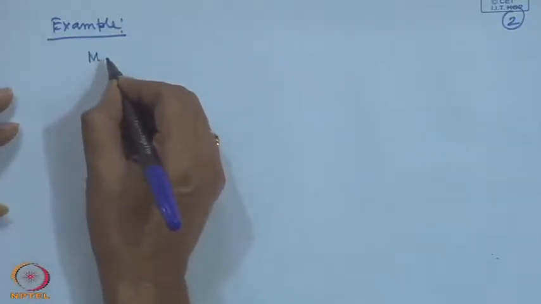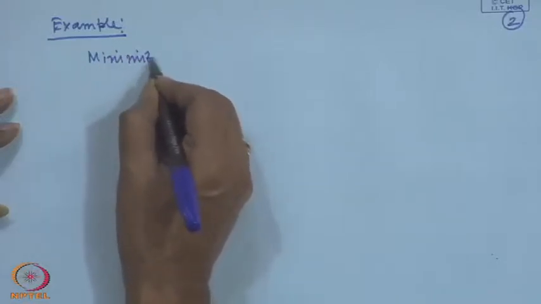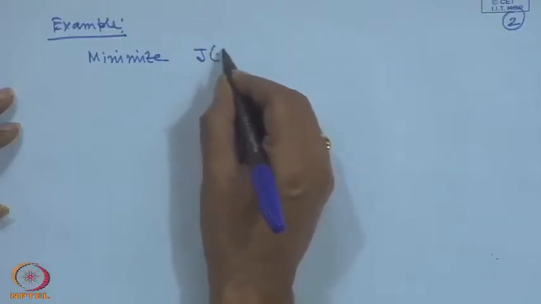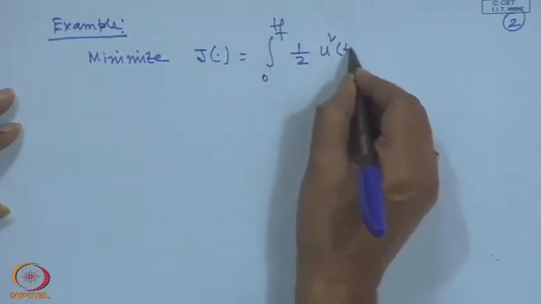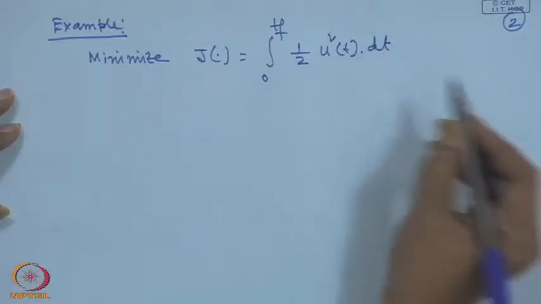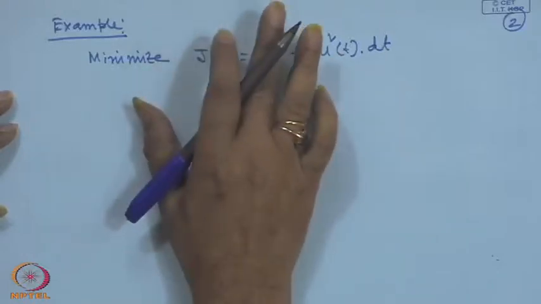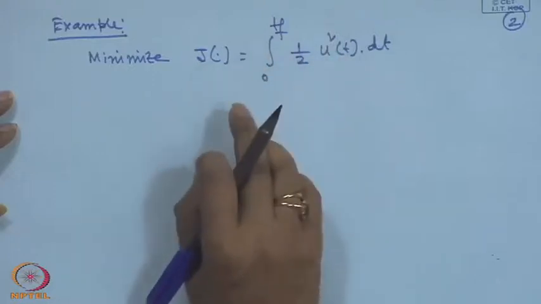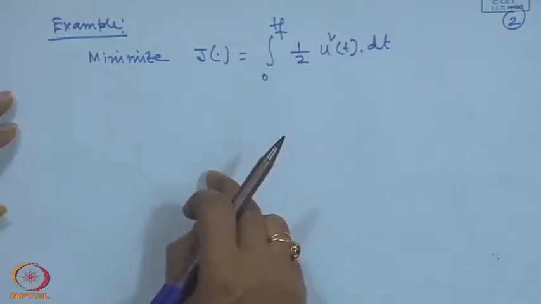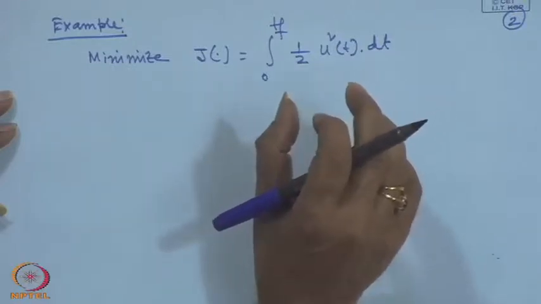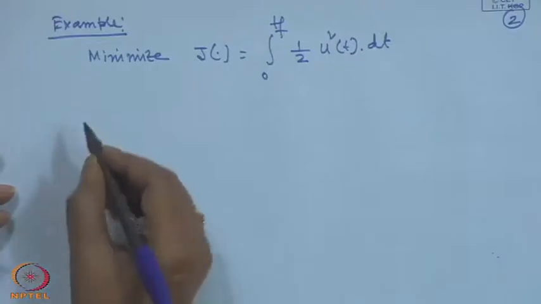Minimize J equals the integral from 0 to t f of half u square of t dt. Agree? So, you see here clearly, this is not the time optimal control. That means, we do not want to drive the state from the initial state to the final state in a minimum time. Our objective is to minimize the control effort, u square of t, control energy, over the interval 0 to t f, and at t f the original state will be driven to the final state at the origin. And what should be the control law for that situation, and subject to what?